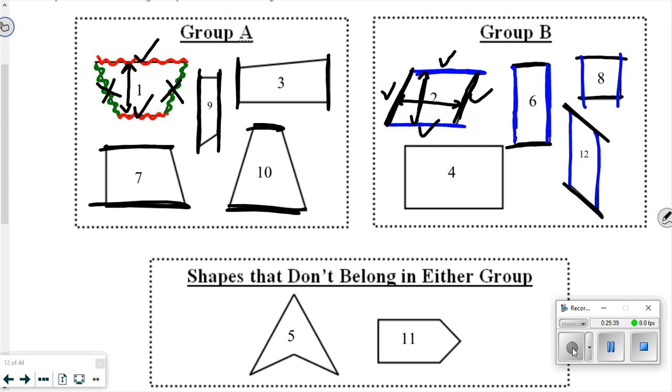What about shape 4? Show me with your arms. Where are the parallel sides? You should have two. You should have a top and a bottom, and a side and a side.